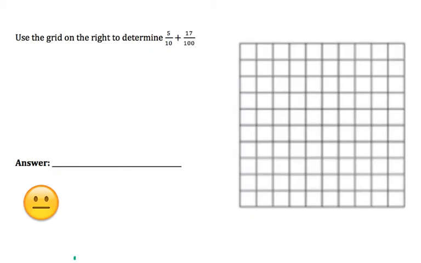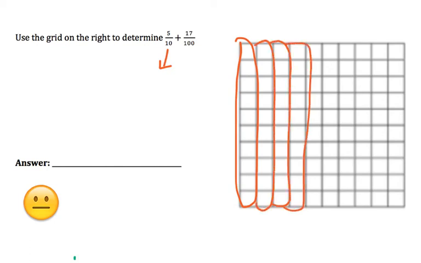Alright, last one. Use the grid on the right to determine 5 tenths plus 17 hundredths. I'm going to start off with 5 tenths, and I remember that each of these long rectangles is the same as a tenth. So that's 3, 4, that's 5 tenths. But again, 5 tenths is like 5 dimes, which is the same as 50 cents, or 50 hundredths. And right now, of all of these little squares, I currently have 50 of them circled.